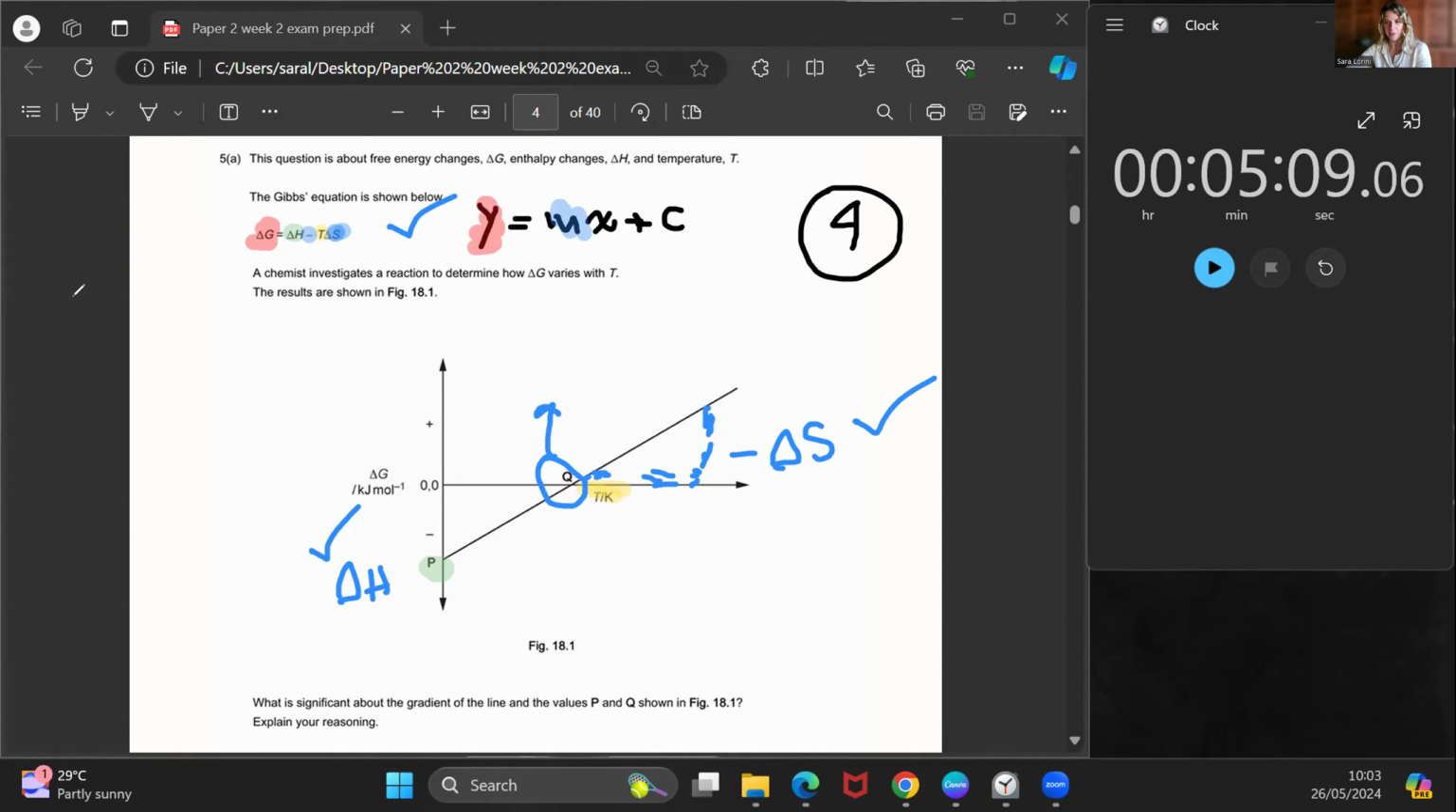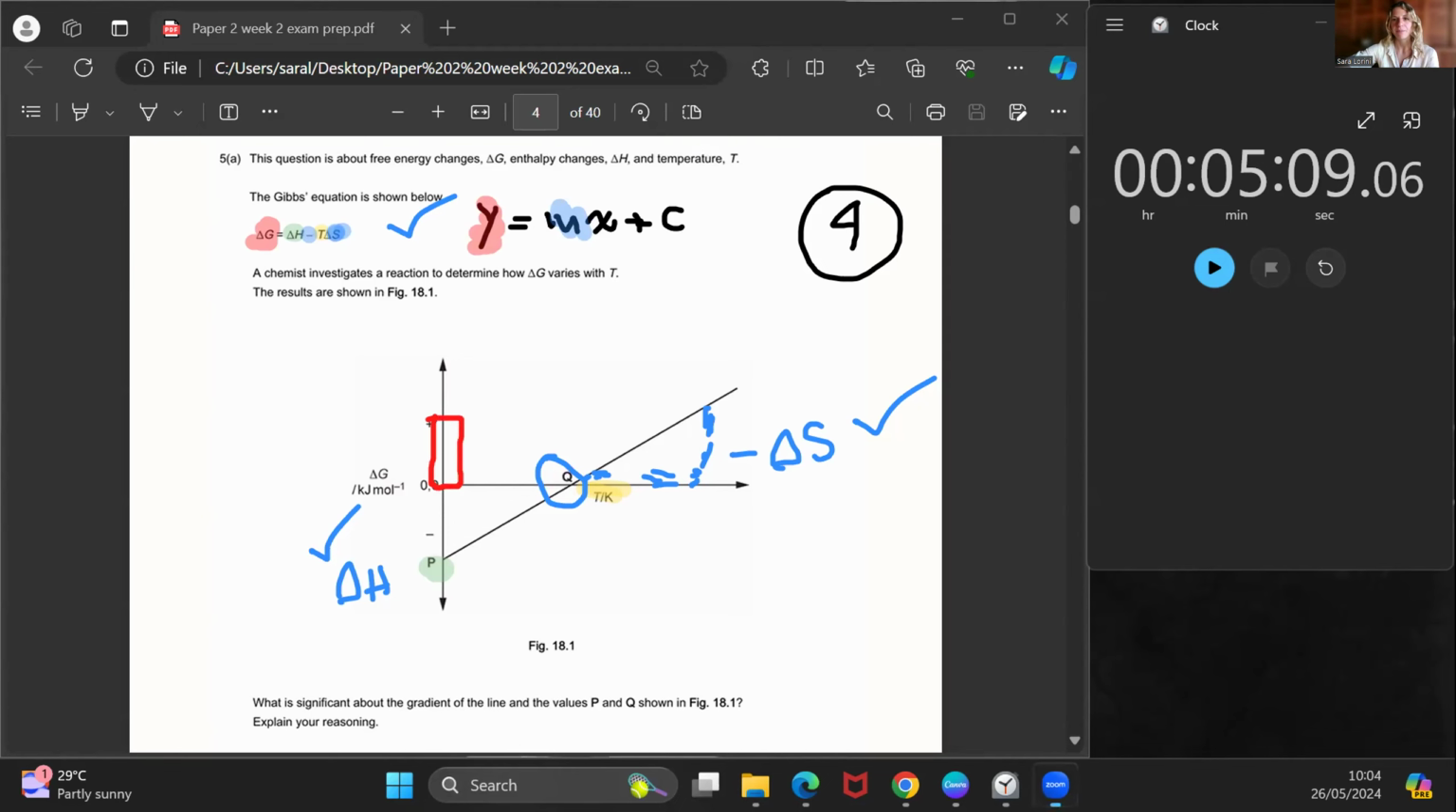Let's see if you figure out what that was. So Q, as you can see, is the temperature because it's the x-axis, but it's the temperature of the reaction for it to become feasible. The feasibility changes because at a lower temperature, delta G is negative, so the reaction is feasible. At higher temperature, beyond that temperature, delta G is positive, so it's a non-spontaneous reaction. So that's our 4th mark, the temperature for the reaction to be feasible.